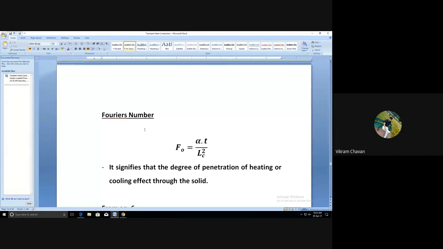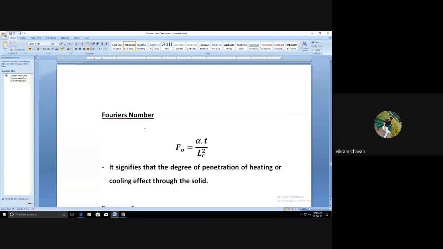Okay, so which we can find out by using the formula of a Fourier number, that is nothing but F naught is equal to alpha multiplied by T divided by LC square. So it signifies, write down Fourier number. Fourier number F naught is equal to alpha T divided by LC square.